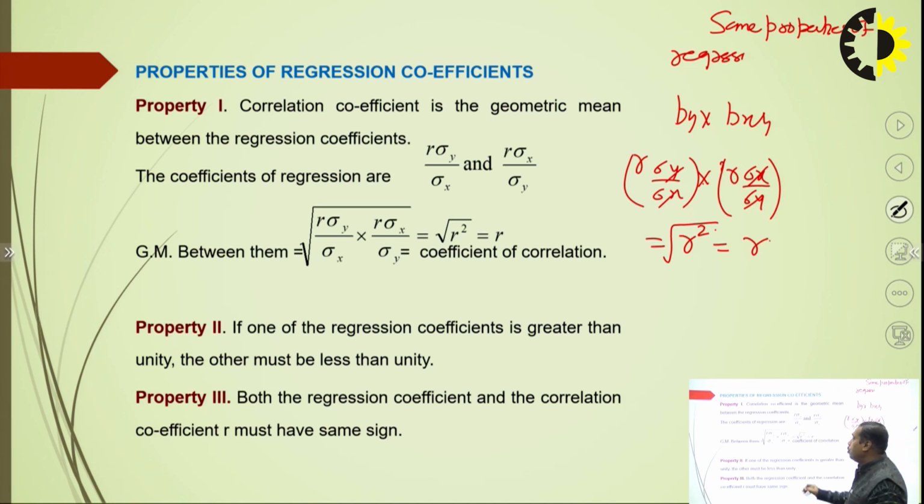That means the coefficient of correlation is the geometric mean between the two regression coefficients. The geometric mean between the two regression coefficients r sigma y upon sigma x and r sigma x upon sigma y, on multiplication gives r square under the root, and that gives the coefficient of correlation.